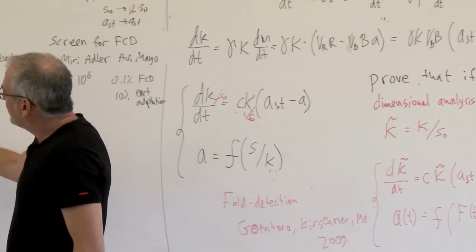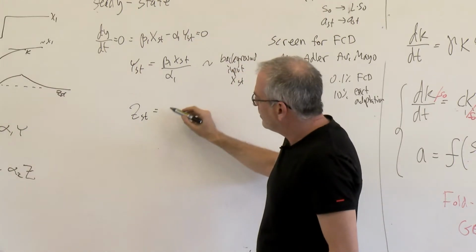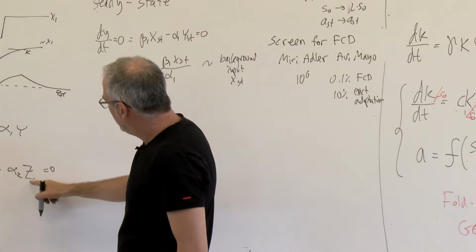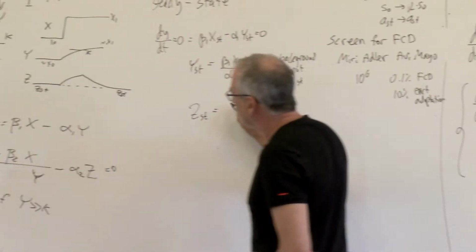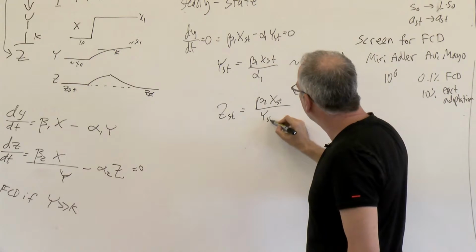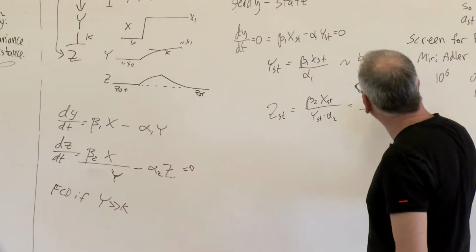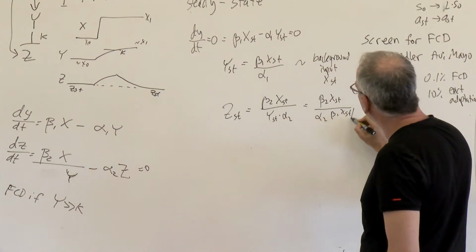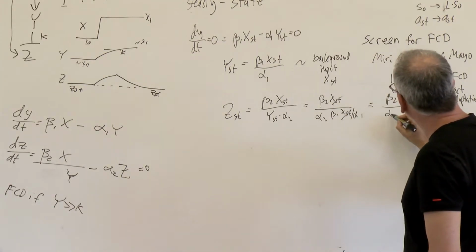No. And then what's z steady state? We want that to return back to the same level. So that's going to be z steady state. If we want this to equal 0, z steady state is this term divided by alpha 2. So z steady state is beta 2 x steady state over y steady state alpha 2. And I'm going to plug in this y steady state and you'll see things cancel out. Beta 1 x steady state divided by alpha 1. X steady state cancels out. Yay. Beta 2 alpha 1 divided by alpha 2 beta 1.